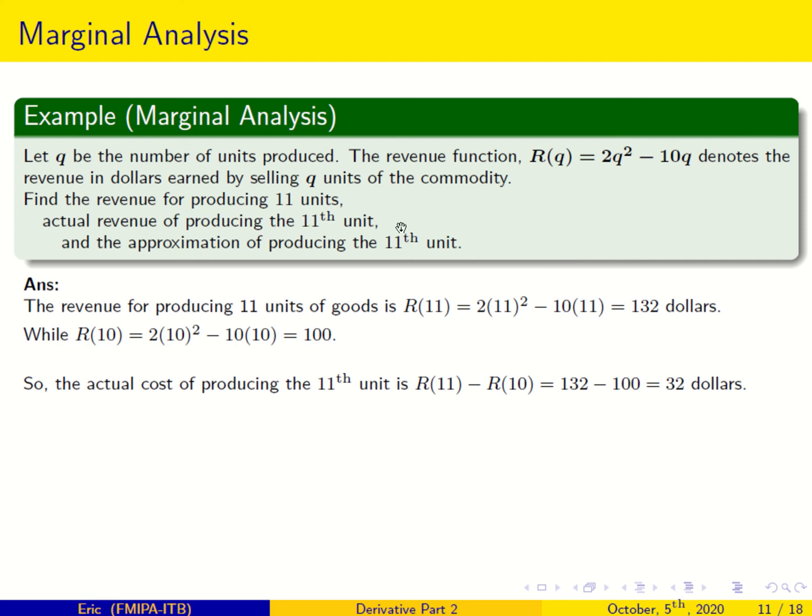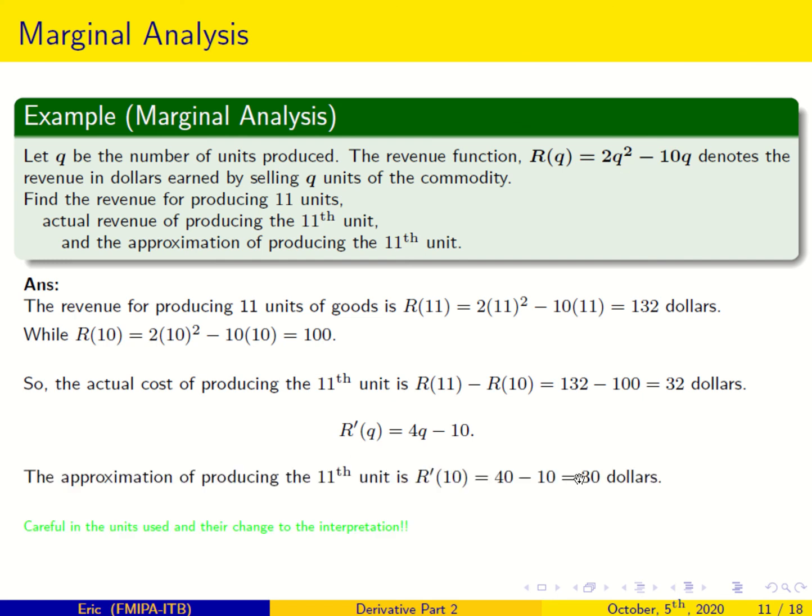So the approximation of this is R prime 10. R prime Q is 4Q minus 10, the derivative of this with respect to Q. So R prime 10 is $30. So this $30 is the approximation of producing the 11th unit. This is the actual value, and this is the approximate value, for producing the 11th unit. Be careful with the units used and how they change the interpretation.